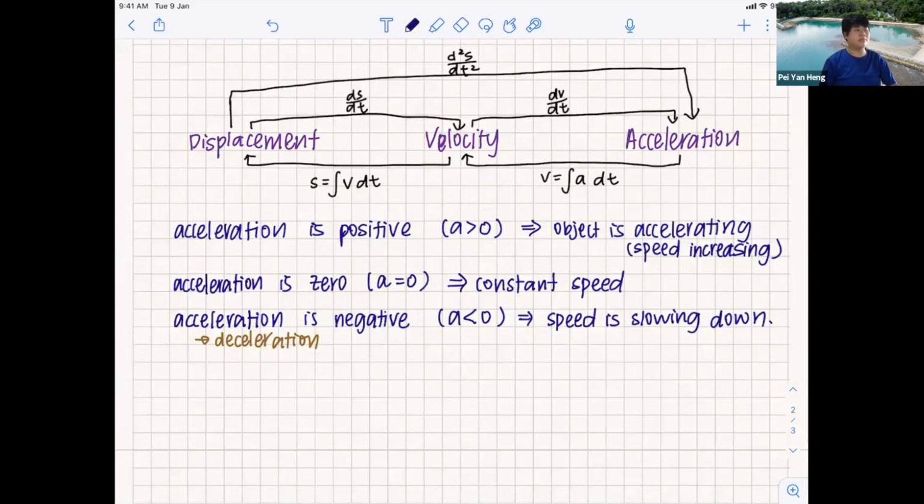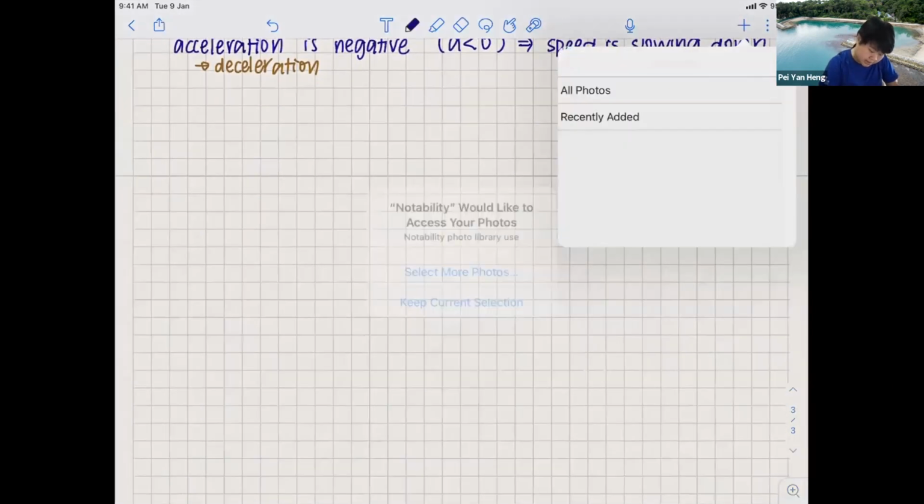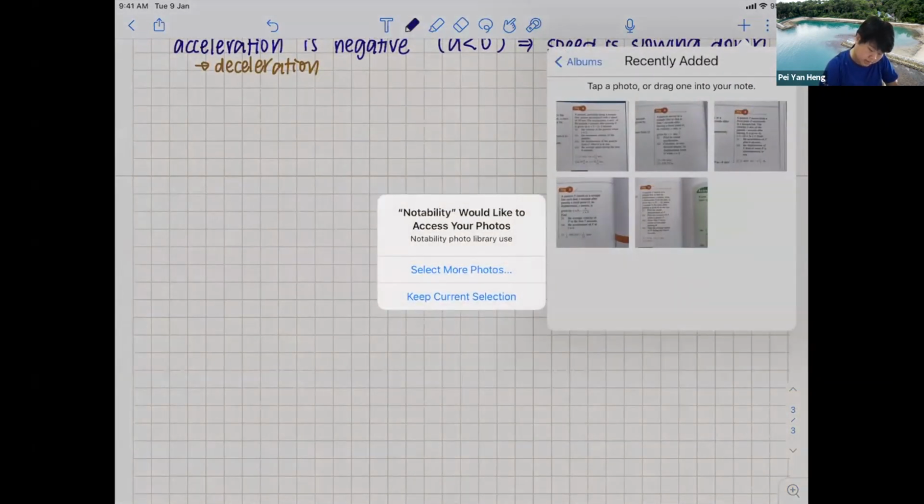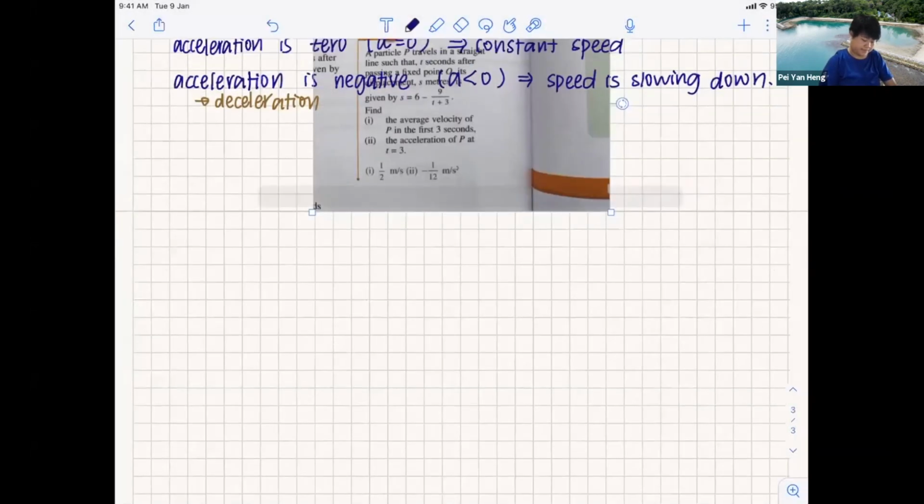So these are the main concepts that you will need to know for kinematics. Last time they used to have a lot of other formulas, but now we are only required to know these three relationships and how they are related through either differentiation or integration. So let's look at the next question, which is Try 3.